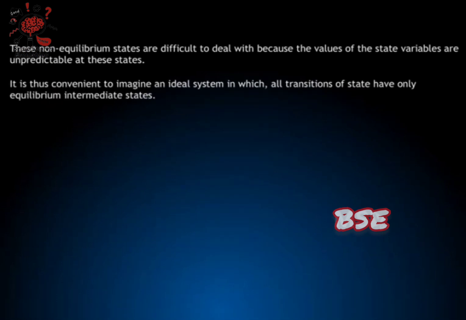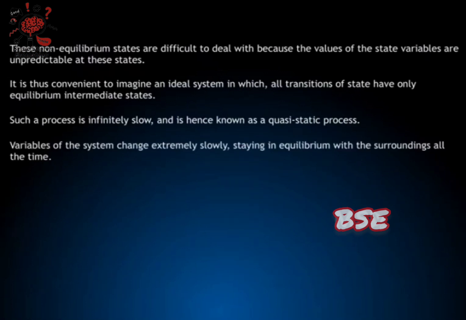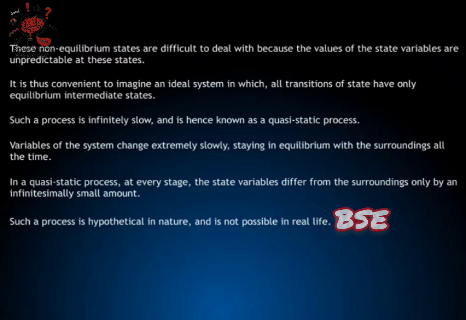It is thus convenient to imagine an ideal system in which all transitions of state have only equilibrium intermediate states. Such a process is infinitely slow and is hence known as a quasi-static process. Variables of the system change extremely slowly, staying in equilibrium with the surroundings all the time. In a quasi-static process at every stage, the state variables differ from the surroundings only by an infinitesimally small amount. Such a process is hypothetical in nature and is not possible in real life.